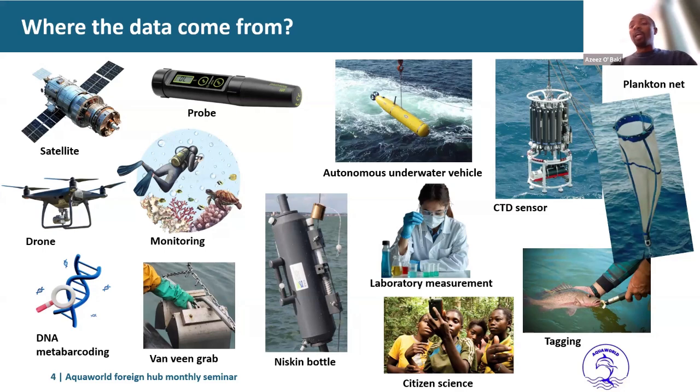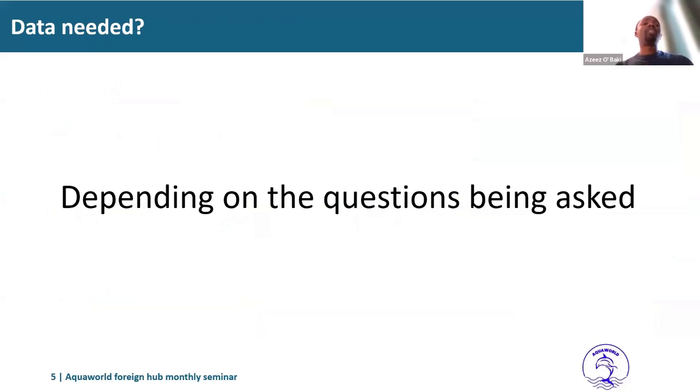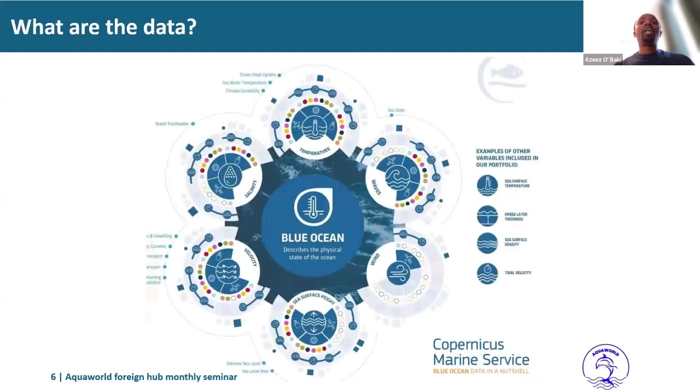So now we know about the different ways we can get data. The next thing is, what data do we actually need? We know that we can get different data based on the different equipment, but the data we actually need will depend on the question we are being asked, or the question we ask. This leads to Copernicus. According to Copernicus, they divide the environment into three.